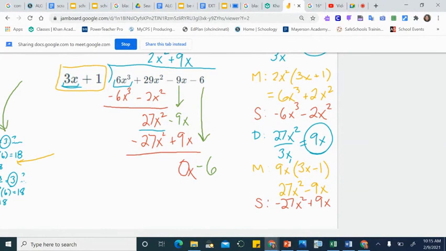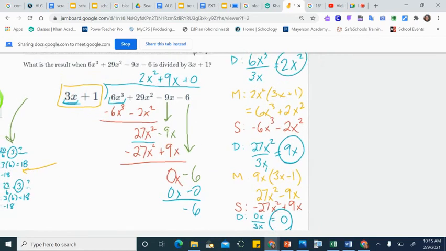Now I ran out of room a little bit, so sorry about that. I'm going to have to do this really small. I'm going to divide the first term, 0x divided by 3x. Now that's just 0. So we know that we're kind of done because when we multiply, the next step would be multiply everything by 0, which would be 0. And then subtract. So we know that this is our remainder. And I could put that 0 up here because I divided.